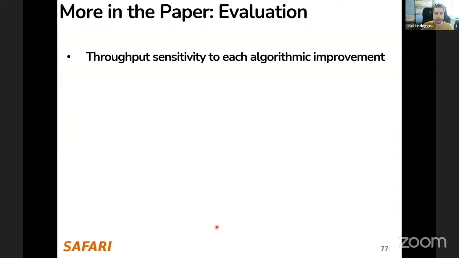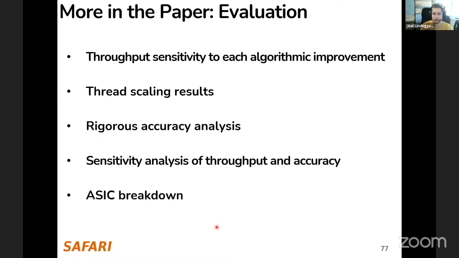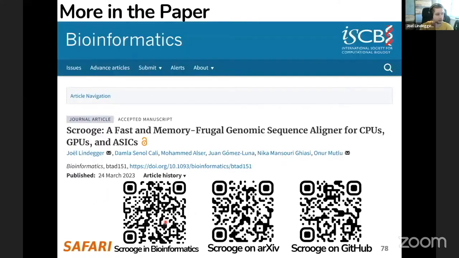We evaluate everything in much more detail in our paper, including throughput sensitivity to each of our proposed improvements, scaling results, accuracy analysis, and sensitivity analysis to some algorithm parameters. And of course, we also give a detailed ASIC breakdown in terms of how that area came to be. We have our paper on arXiv. We have our accepted paper in Bioinformatics, our arXiv version that we keep updating with newer results as we have them, and of course, Scrooge on GitHub.